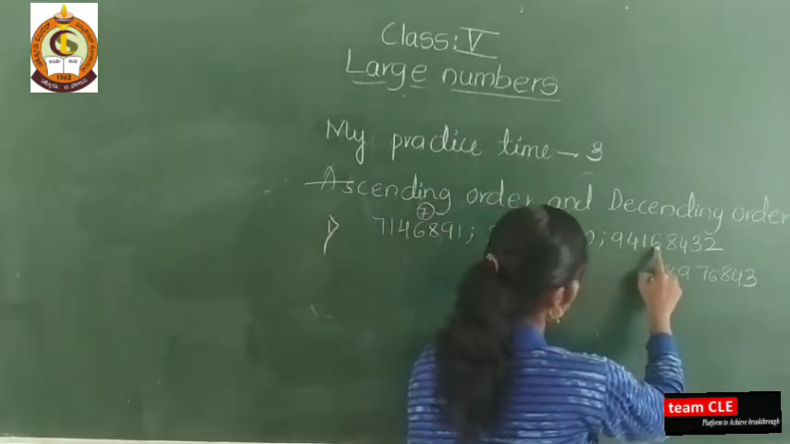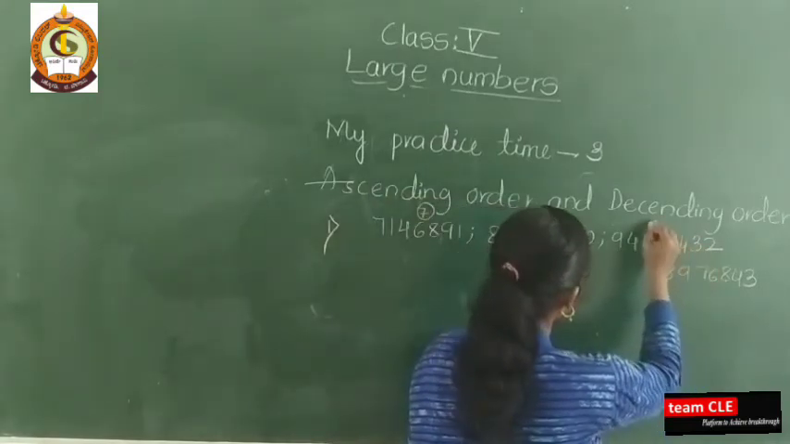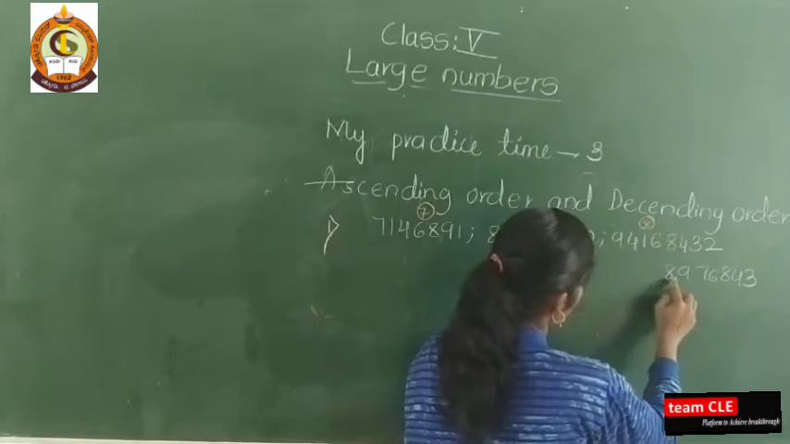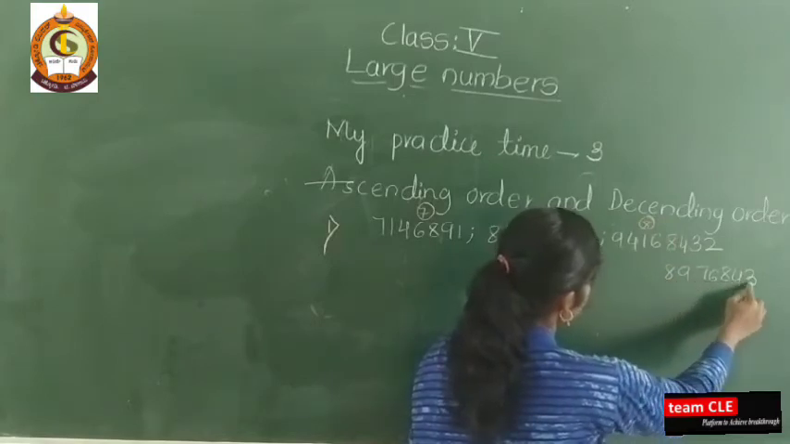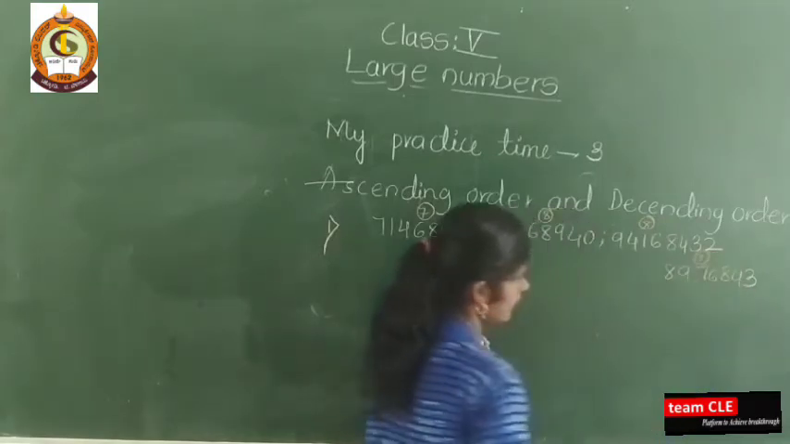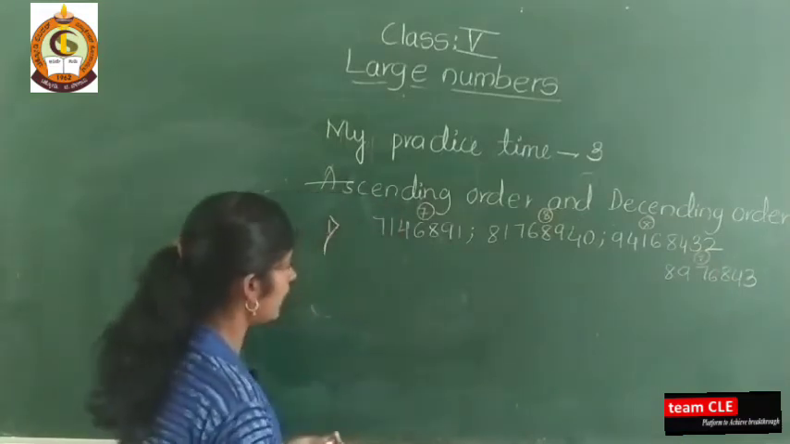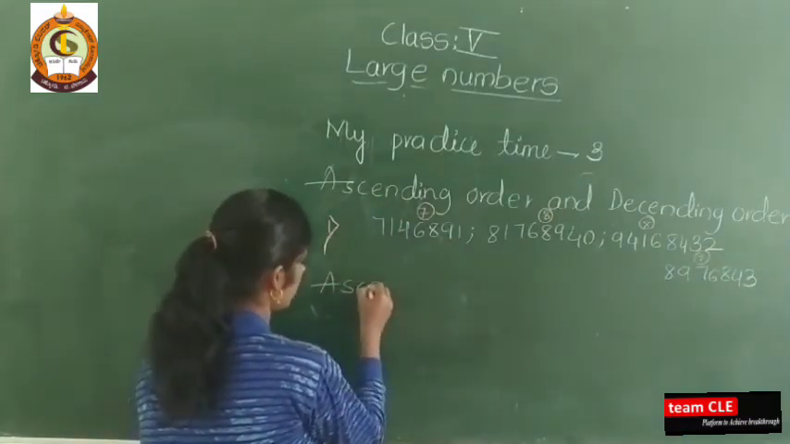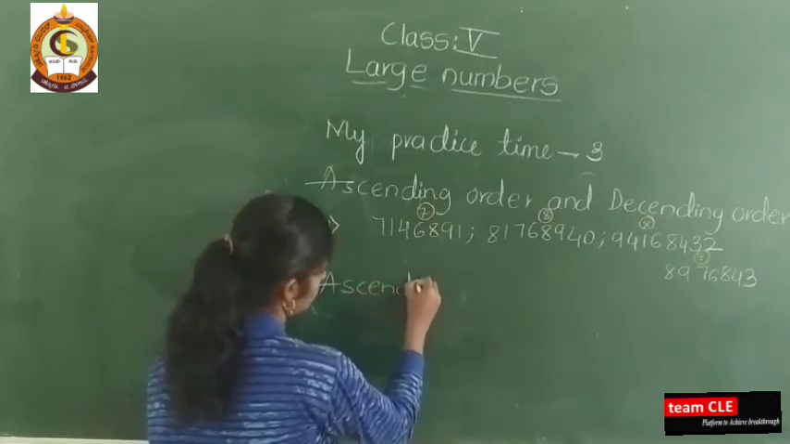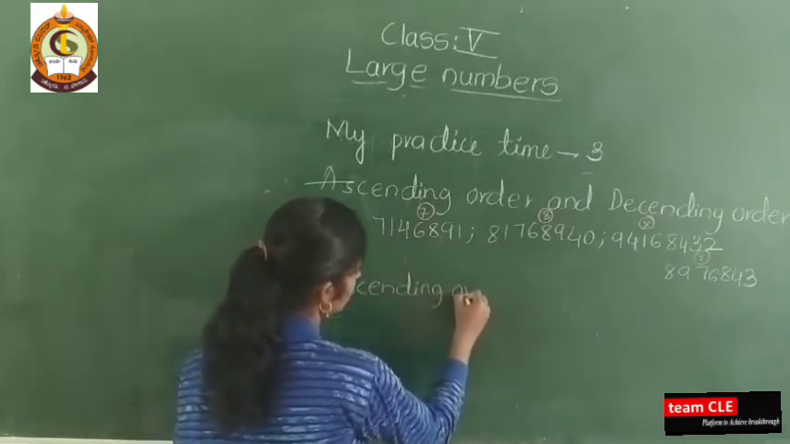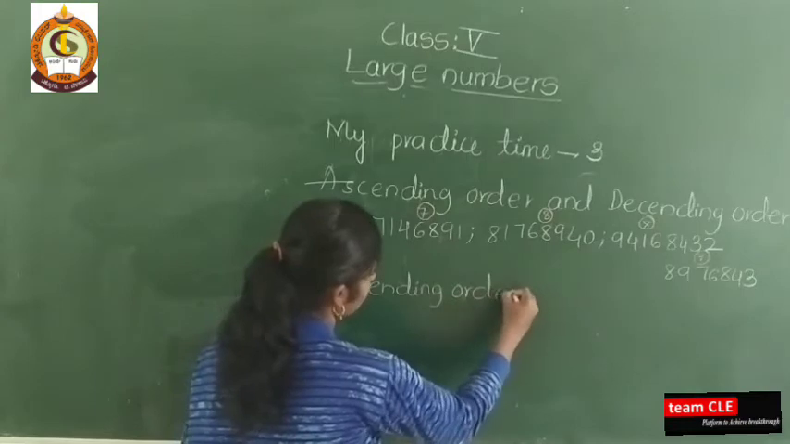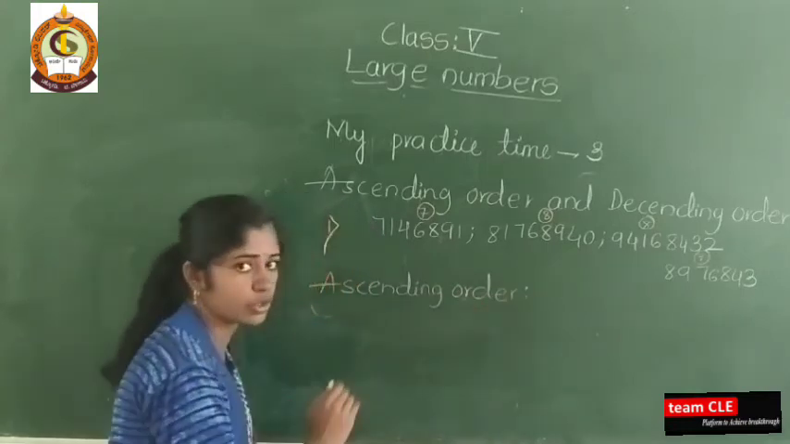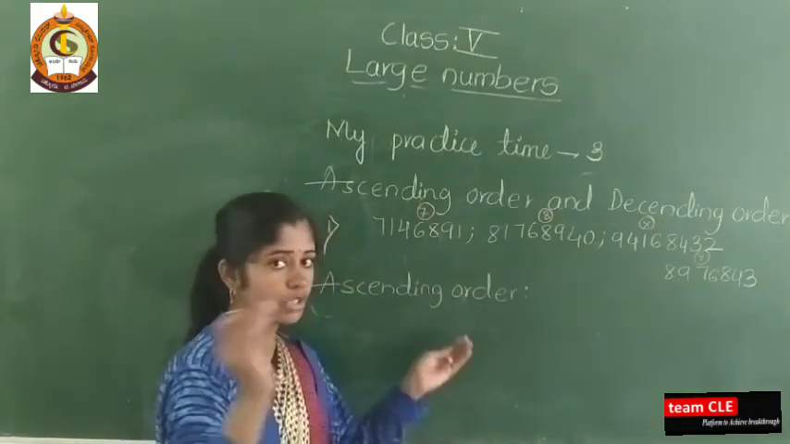Here also, 1, 2, 3, 4, 5, 6, 7, 8. Here also 8 digits are there. Here, 1, 2, 3, 4, 5, 6, 7. Here 7 digits are there. So now I will arrange these numbers in ascending order. Ascending order means you need to write the numbers from smaller to bigger.